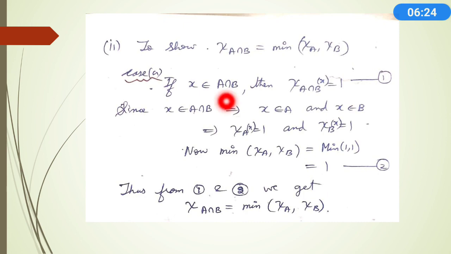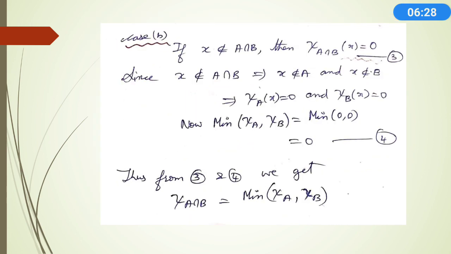Now we have seen the result for belongingness. Now we check for not belongingness. So if x doesn't belong to A intersection B, then psi A intersection B value will be 0 by definition of characteristic function. Let's take that as equation 3. Since x doesn't belong to A intersection B, you replace intersection by and. It will be x doesn't belong to A and x doesn't belong to B.